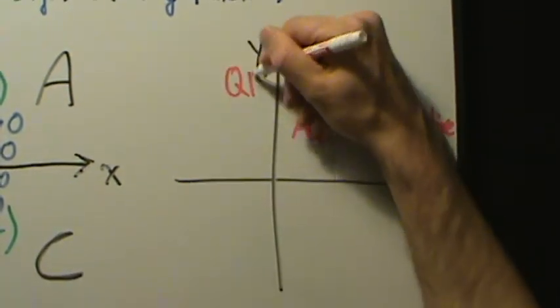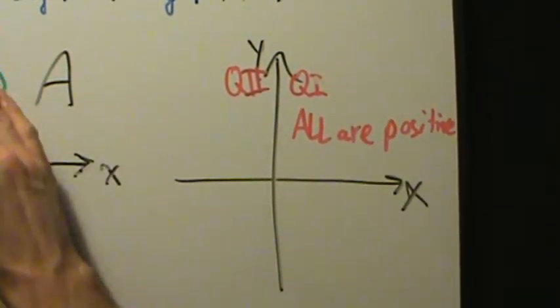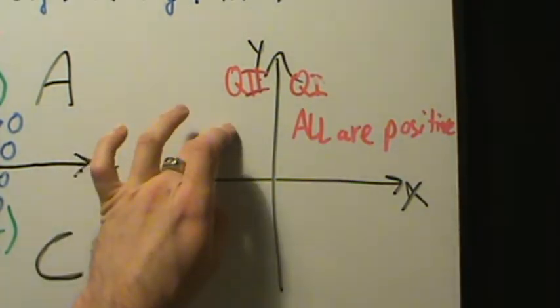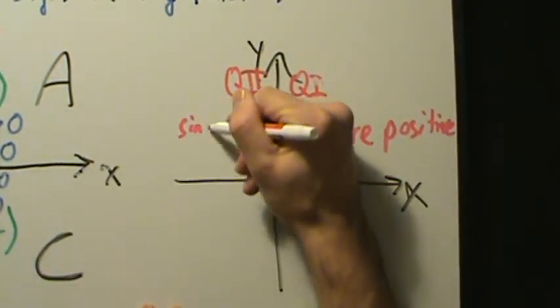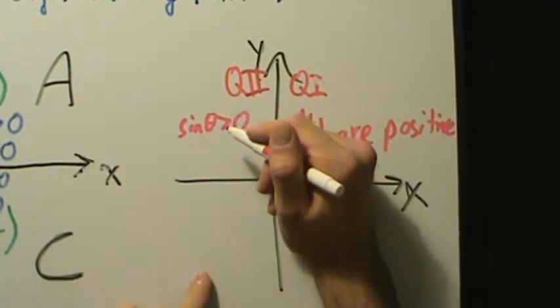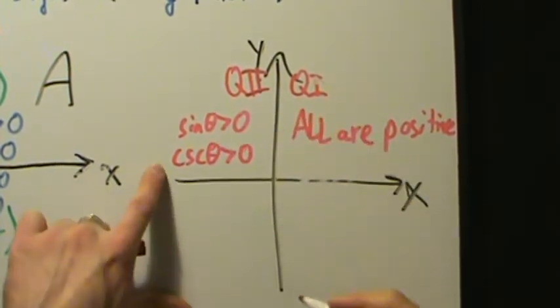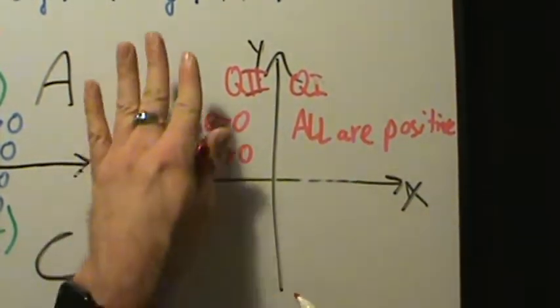What if we're in quadrant 2? Okay. Well, in quadrant 2, without even looking at this over here, we know only the y-coordinate is positive, which means sine of theta is positive. Okay. And also, if sine of theta is positive, then necessarily the cosecant of theta must be positive, because the cosecant is the reciprocal of the sine, but all the others are negative.